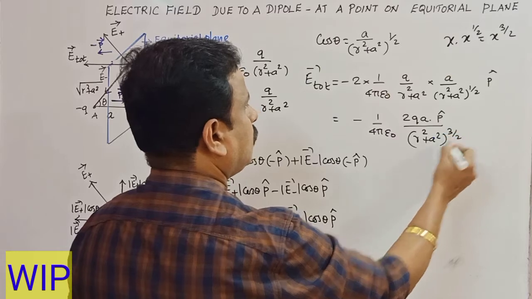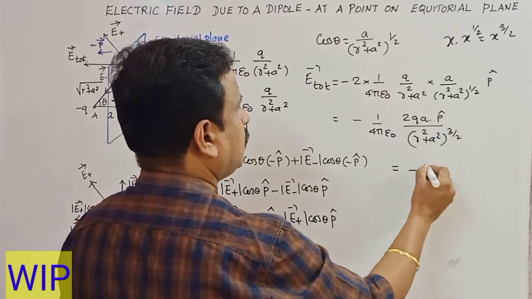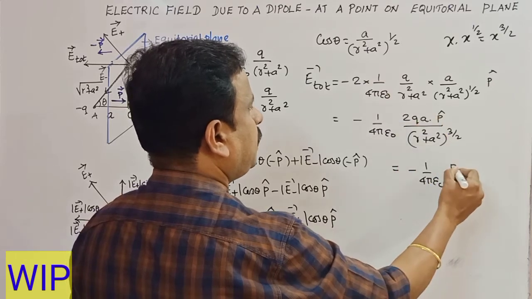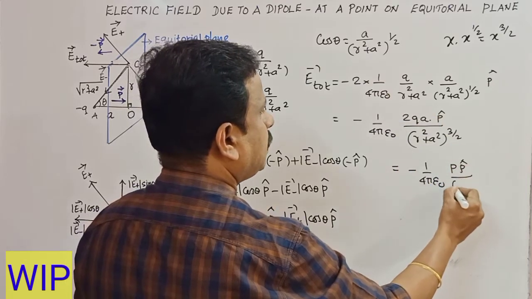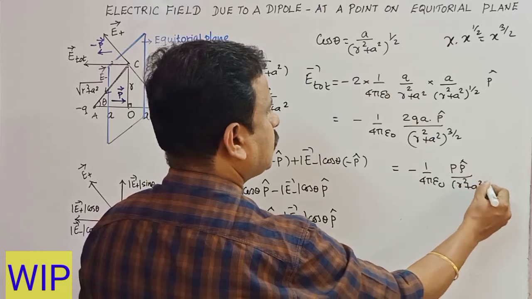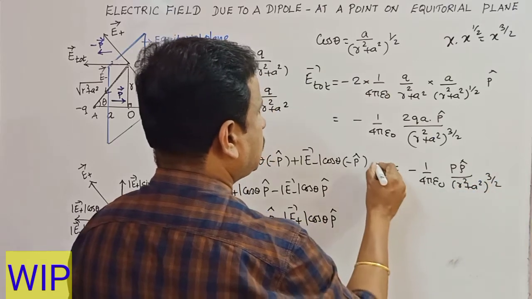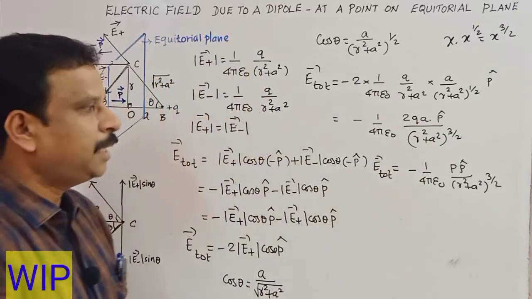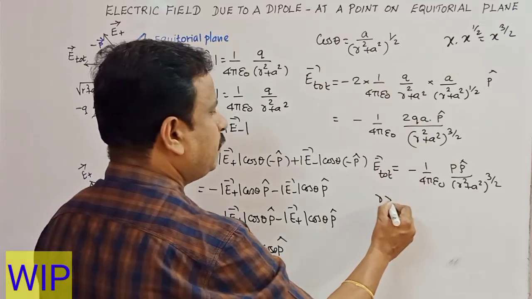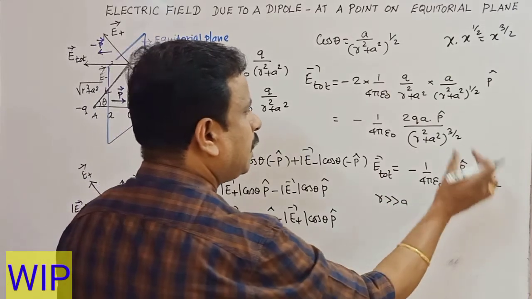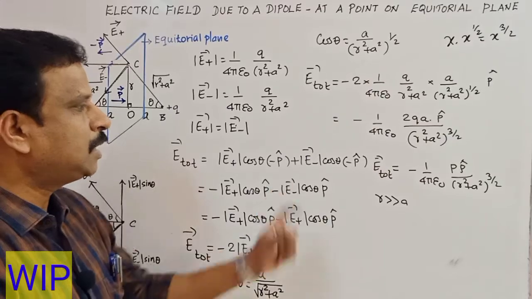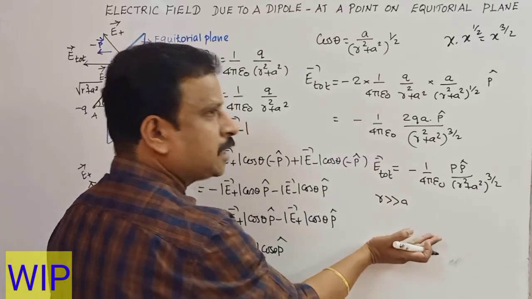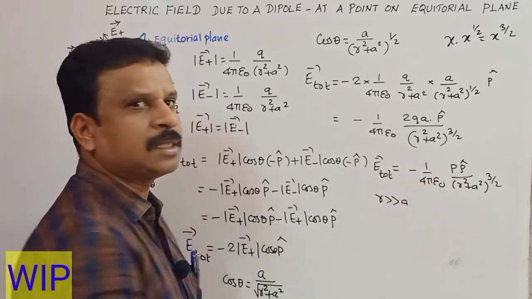That is equal to minus 1 divided by 4 pi epsilon 0. What is this quantity? P. So p cap divided by this quantity r square plus a square to the power of 3 by 2. This is your total electric field at a point C on the equatorial plane, right? When r is very much greater than a, you can neglect the value of a square. So this equation is only for this condition, okay? Under this condition only the next equation will be correct; otherwise this one is correct.